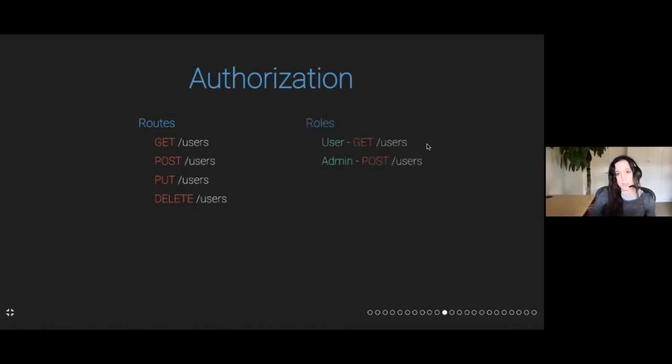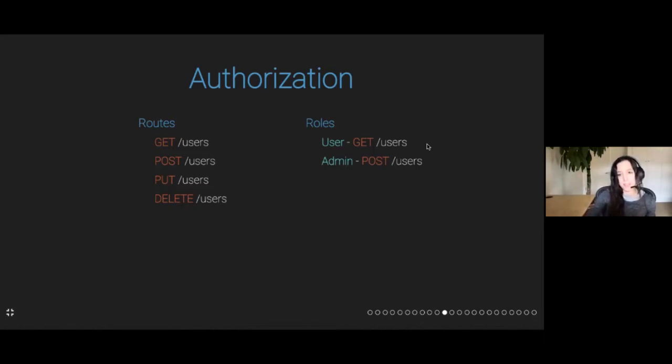Let's say you have an application where you want to allow a regular user role to get the list of users, but you'd only want to allow an admin user to be able to create a list of users or be able to post to that endpoint. So those are various authorizations that you might want to do on your API endpoints.